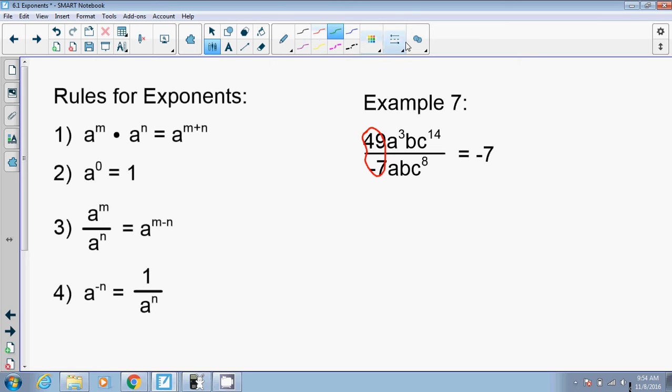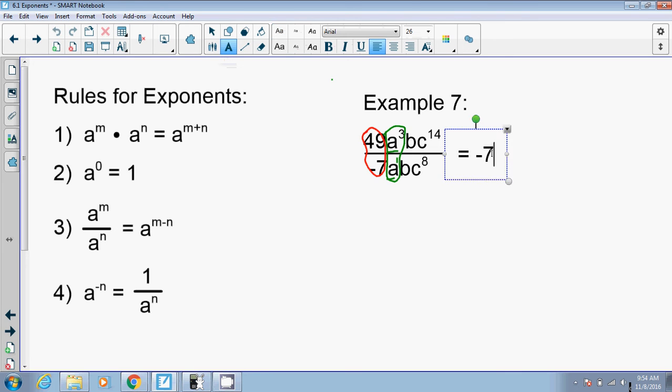Again, we're looking for stuff with similar bases here. I see an a to the 3rd in the top, and I see an a in the bottom. Those are both similar bases, so I'm going to divide those two. When I divide similar bases, all I do is subtract the exponents. The a in the denominator technically has an exponent of 1. It's just not written. So 3 minus 1 is 2, but we keep that base of a. So I have a squared.